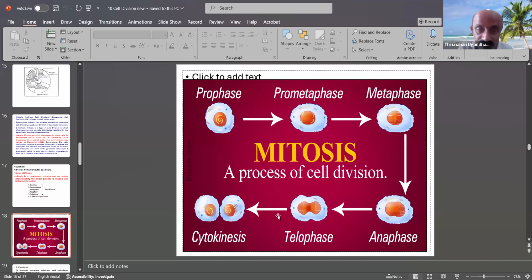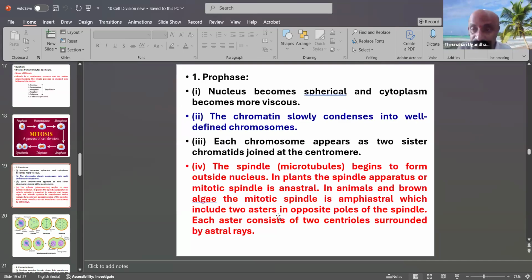So the stages of mitosis are: first prophase, second prometaphase, third metaphase, fourth anaphase, fifth telophase, sixth cytokinesis, and seventh two-cell formation. That is also seven stages in mitosis. Then first you get the prophase. What does pro mean? Pro means first. In the first stage, the nucleus becomes spherical and the cytoplasm becomes more viscous.